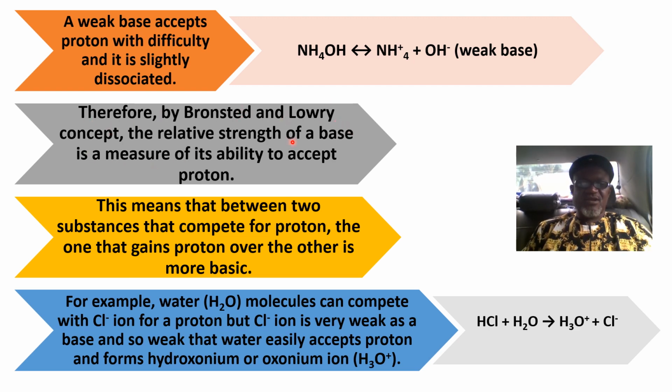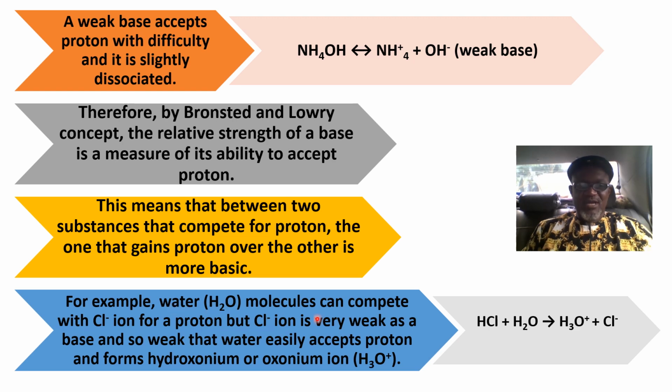Therefore, by the Bronsted and Lowry concept, the relative strength of a base is a measure of its ability to accept proton. Of course, that's what we said. This means that between two substances that compete for proton, the one that gains proton over the other is more basic. I hope we are understanding the argument.